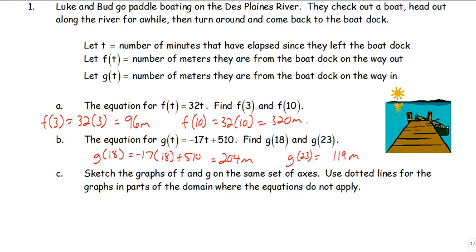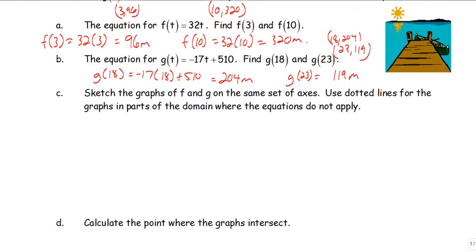So all I did so far was figure out some points. I have the points 3, 96 and 10, 320 for the first line, and the second line I have 18, 204 and 23, 119. That's the second line. Now it says sketch the graphs on the same set of axes. So, use dotted lines for the graphs in parts of the domain where the equations do not apply.